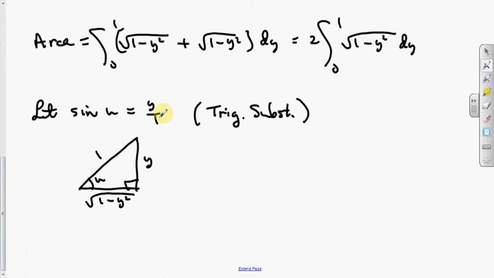So to get dy, we just take, and this is not a t, it looks like a t, y over 1. Mr. T was pretty cool. We have sine u is equal to y. Take the derivative here. This is cosine u du is equal to dy. So this dy here would be represented by the cosine u du.